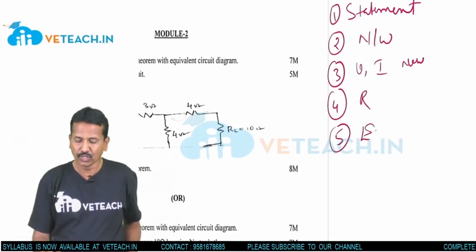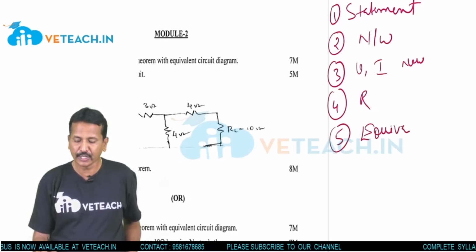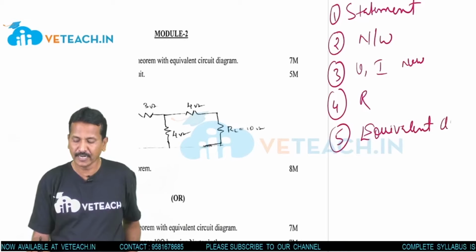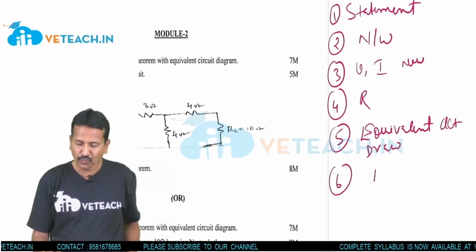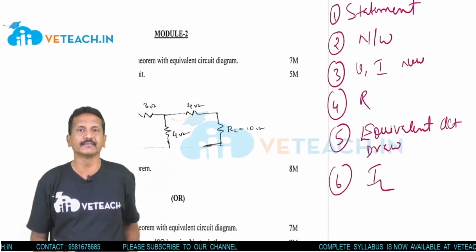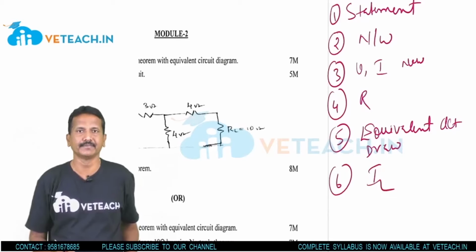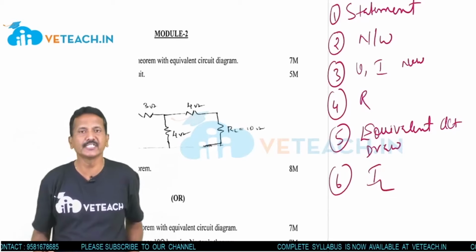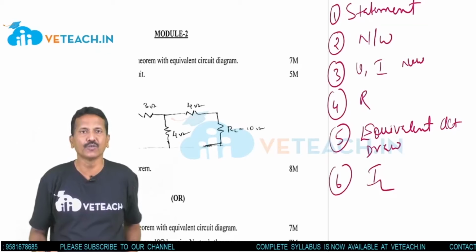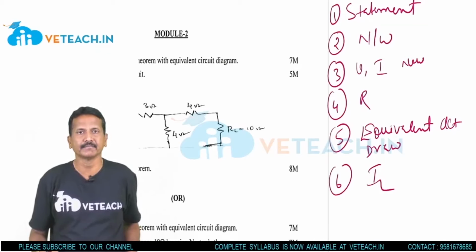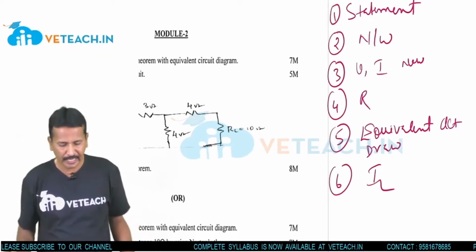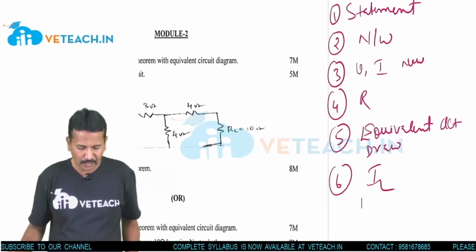and to draw an equivalent circuit diagram, that you have to draw. And last one, you have to find the load current. So this is the step-by-step method that you have to follow for the theorems. Derivation parts are problematic. Okay. So here we're going to do your first question.